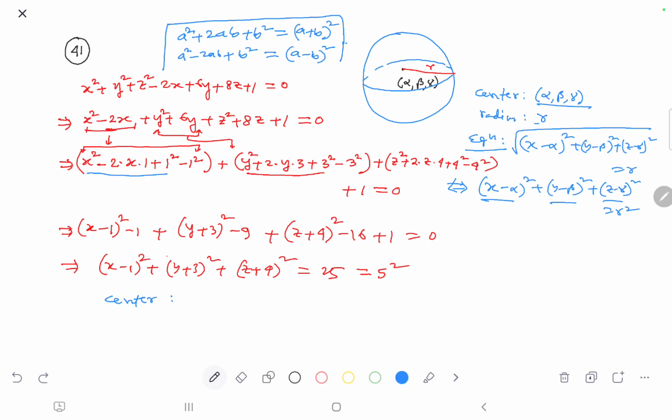Yeah, fine. Center will be where? Alpha, beta, gamma. Alpha is 1, beta is -3, gamma is -4. And radius will be what? Radius is 5. Okay, clear, Mayan?